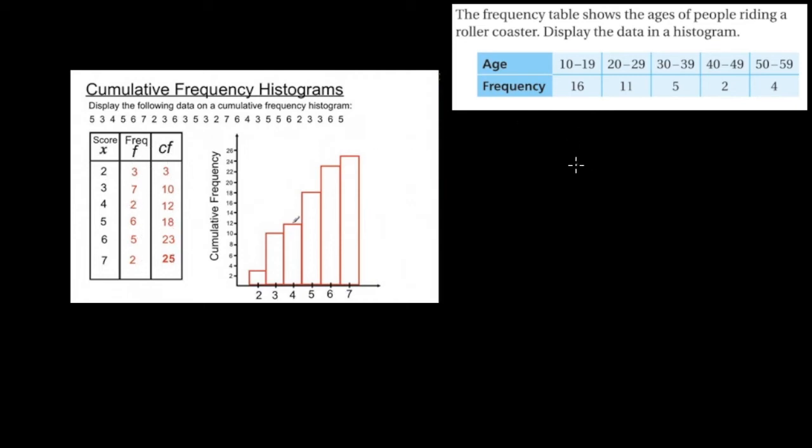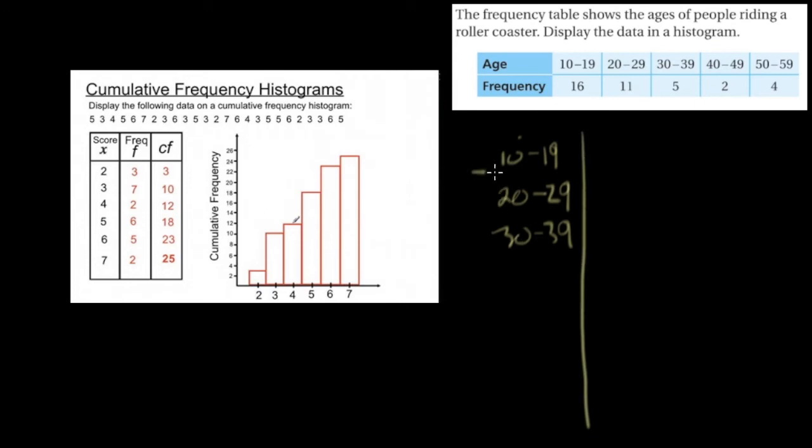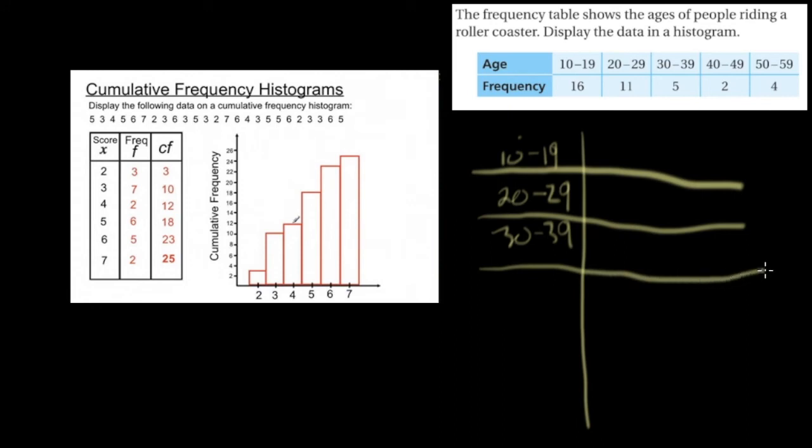So for us, if we're doing age and the actual frequency, age would be the bottom part, so the score. So if I said 10 to 19, and then 20 to 29, 30 to 39, if I'm making this a really nice little table and trying to draw this as straight as I can, yes, that's about as straight as it's going to get. And so for 10 to 19, there's 16, there's 11, and there's 5. I'm just going to stop there.